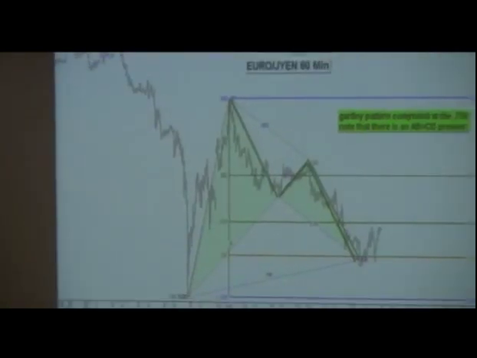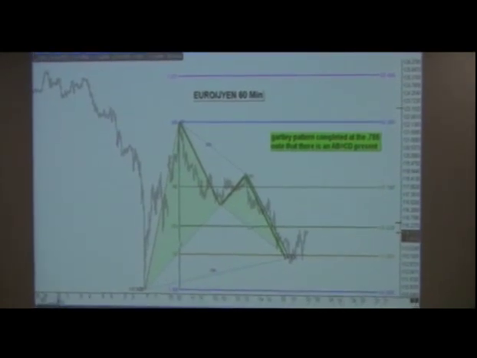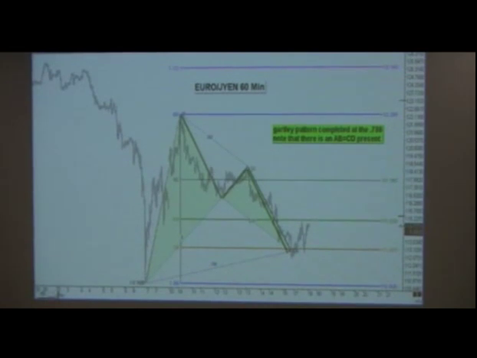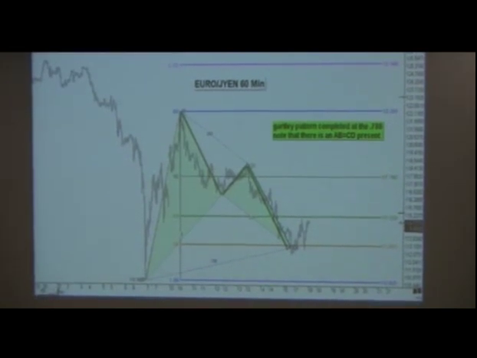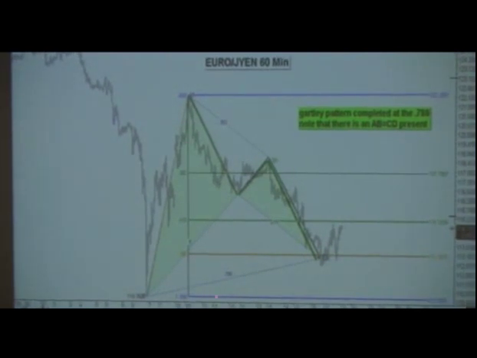Euro yen, 60 minute. Gartley pattern complete, the 786. Note there's an ABCD here. So this is 786 Gartley here. And I've also drawn the Fibonacci. You see that although here it's 786, here the exact point was there. So it went a little bit lower. That's imperfection. Now, if your stop loss is 2 ticks below, bye-bye. You should be doing something else.